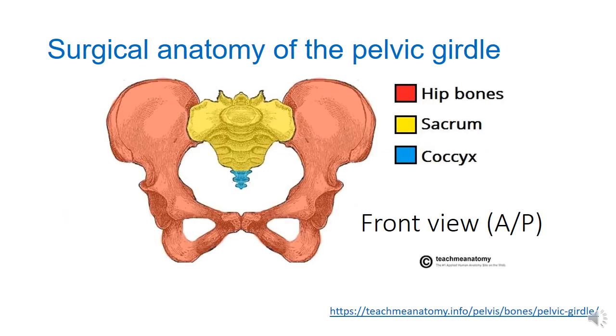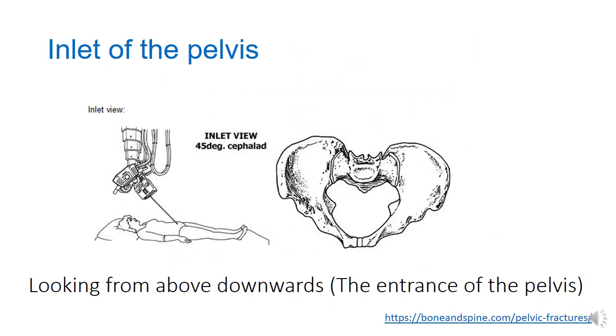Let us start with the surgical anatomy of the pelvic girdle. If we see the pelvis from the front view, what's called the AP view, we'll see two innominate bones formed from the ilium, pubis, and ischium, connected through the sacroiliac joints to what's called the sacrum, which is fused sacral vertebrae. And at the end of the sacrum, there is the coccyx.